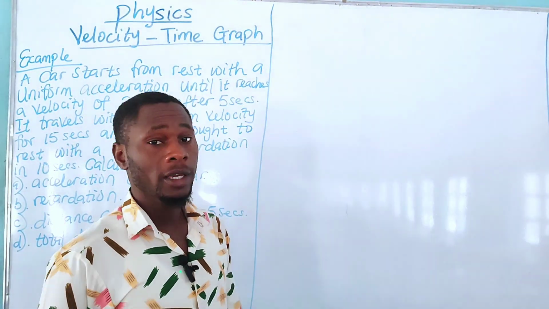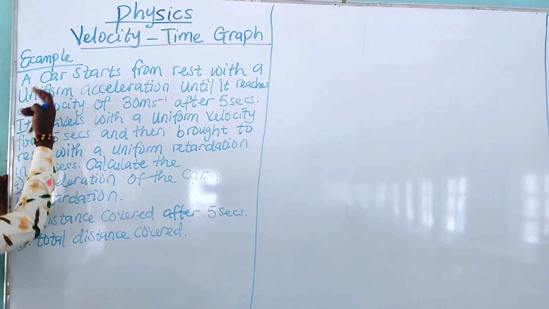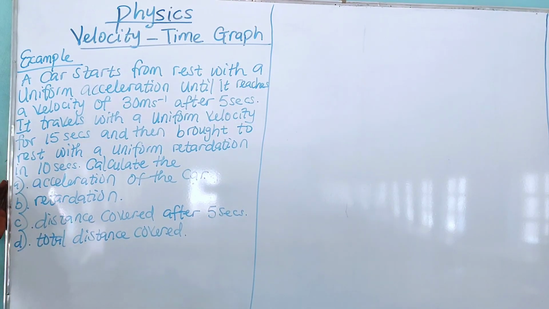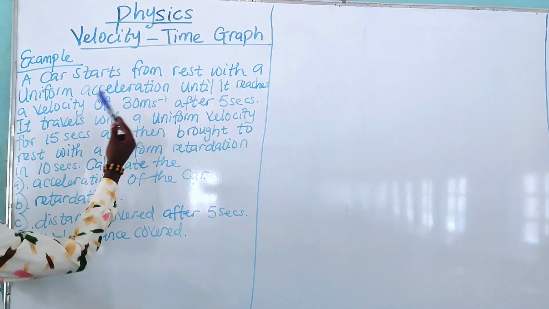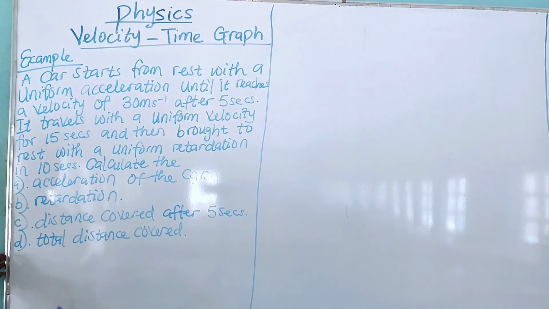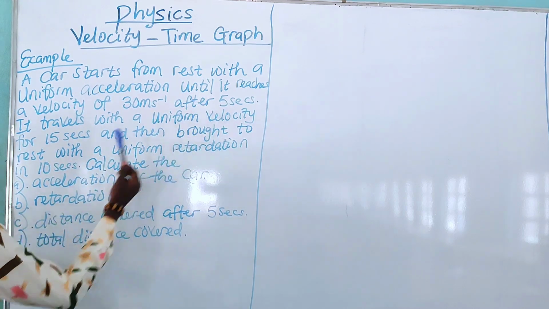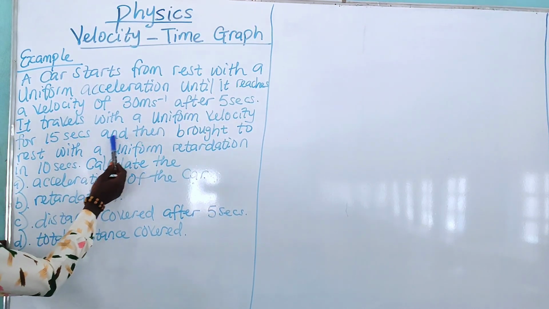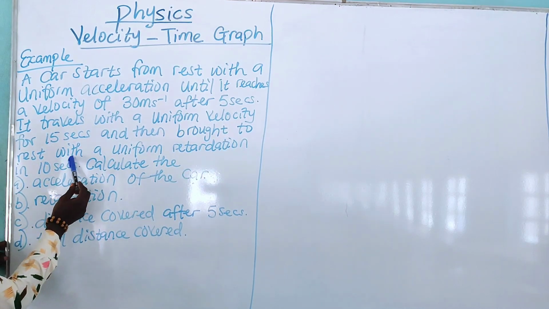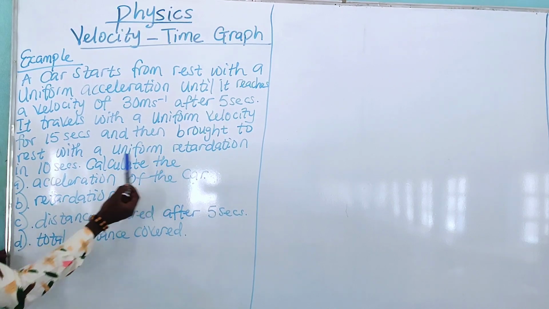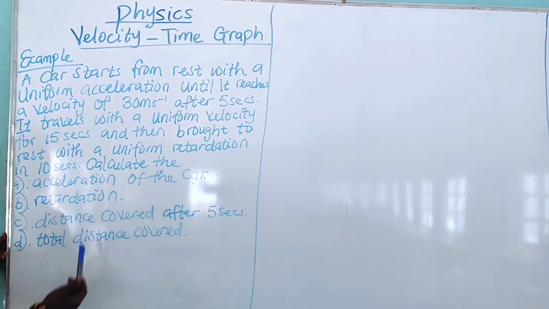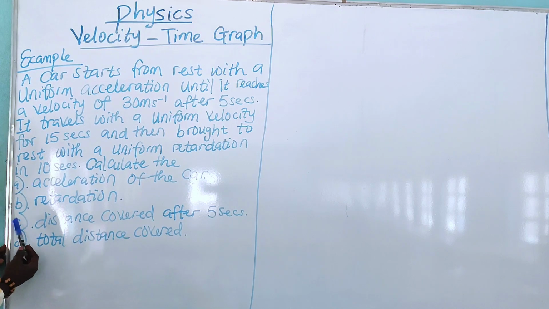Okay, so we have an example here which says that a car starts from rest with a uniform acceleration until it reaches a velocity of 30 meters per second after 5 seconds. It travels with a uniform velocity for 15 seconds and then is brought to rest with a uniform retardation in 10 seconds. Calculate one, the acceleration of the car. Secondly, the retardation. Thirdly, the distance covered after 5 seconds. And lastly, the total distance covered.